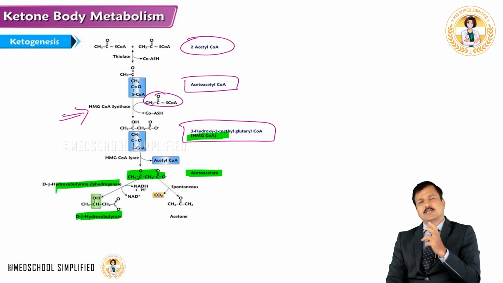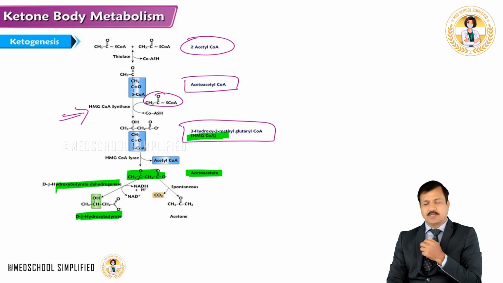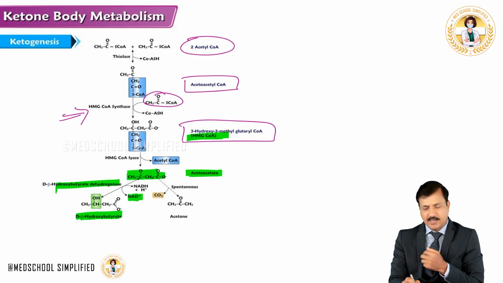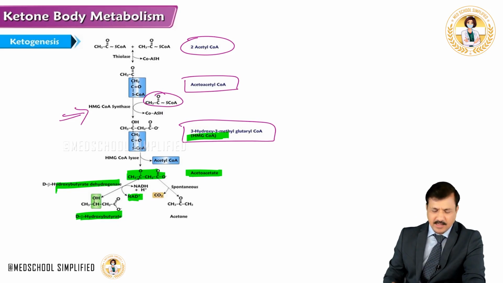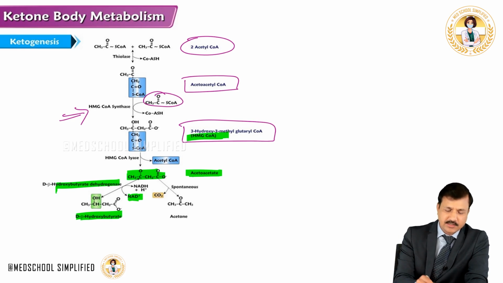The reason for that is NADH is oxidized into NAD plus, and the much needed NAD plus in the mitochondrial matrix is regenerated here by beta-hydroxybutyrate dehydrogenase. So because of the necessity of NAD plus, most of the acetoacetate that is made in the mitochondrial matrix will be converted into beta-hydroxybutyrate.